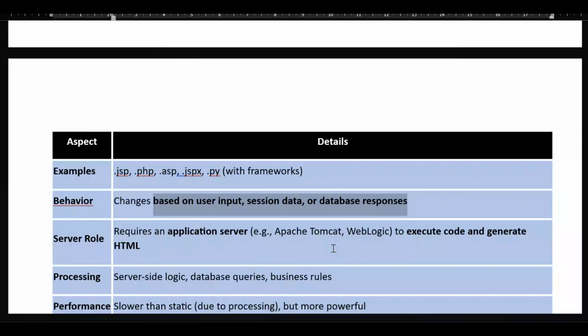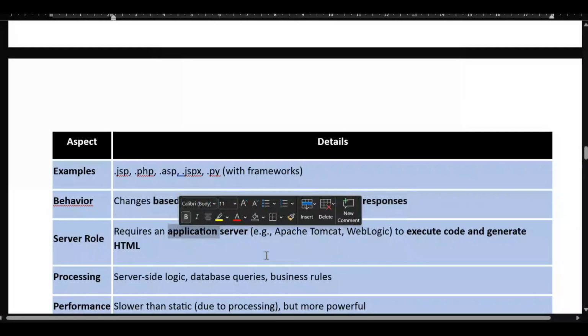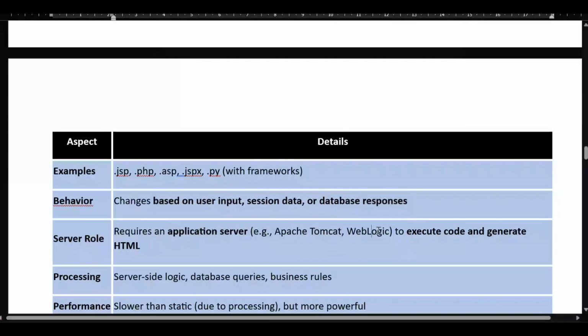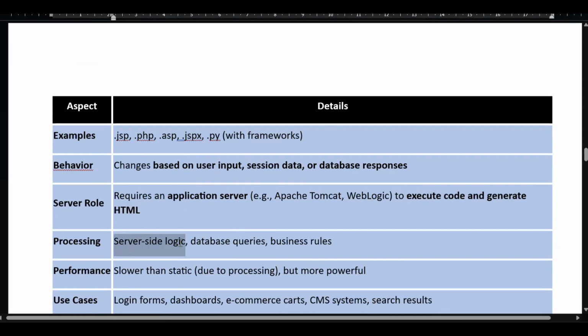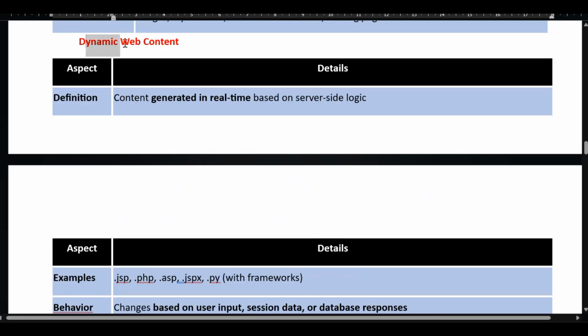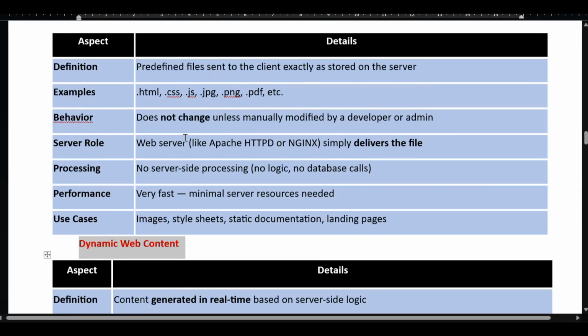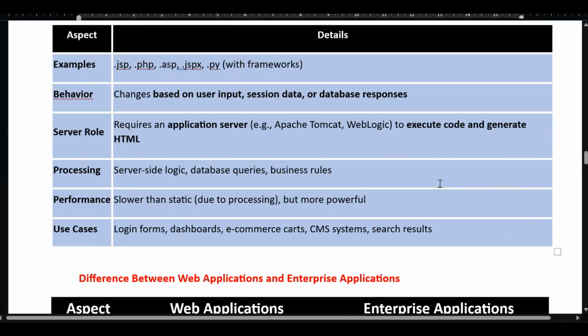Dynamic web content usually requires an application server, not a web server, like Apache Tomcat, WebLogic, WebSphere, JBoss. So it includes code execution and generating HTML. Server-side logic, database queries, and business rules are all processed when you are working on dynamic web content. But on static, it is not, right?